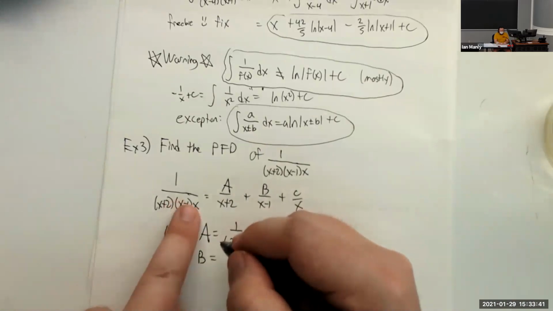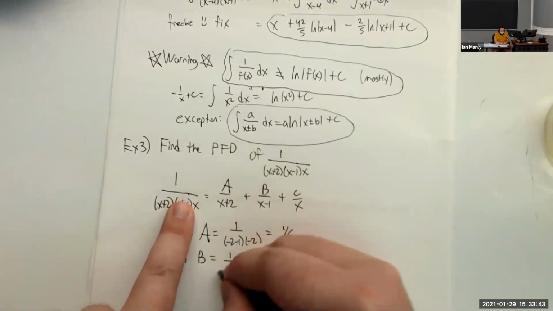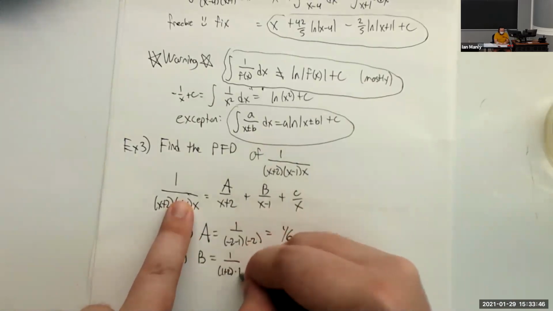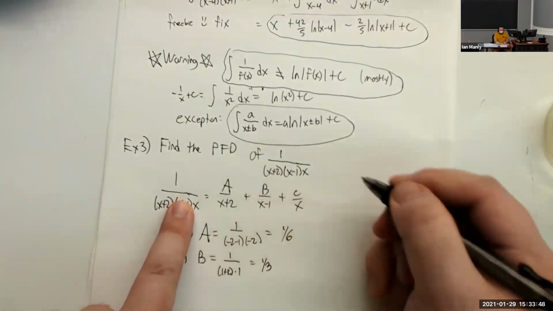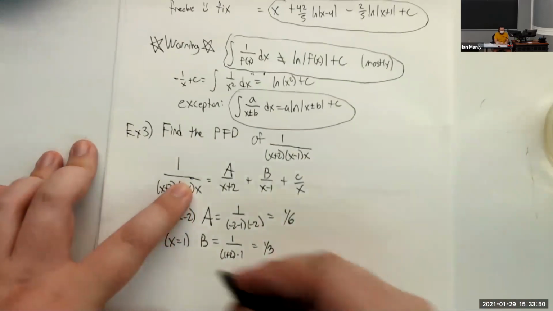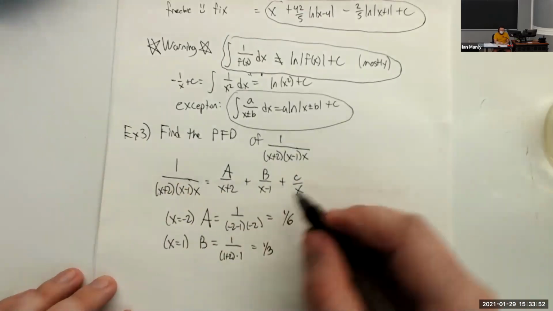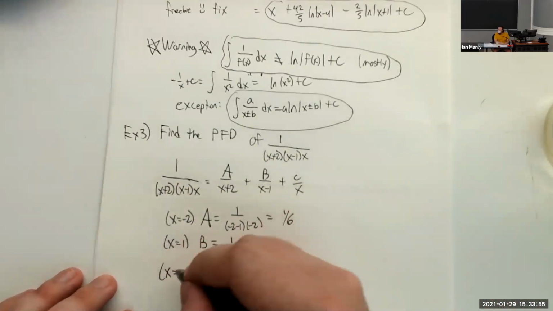That's b right here, so I cover up the middle part. I have 1 over 1 plus 2 times 1. That's going to be 1/3 right there. All right, and then finally, what am I going to plug in for the last one here?